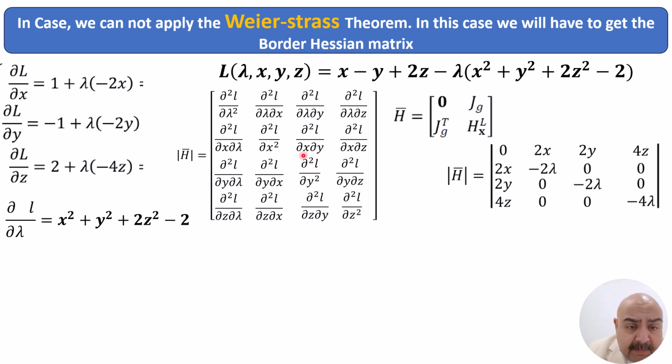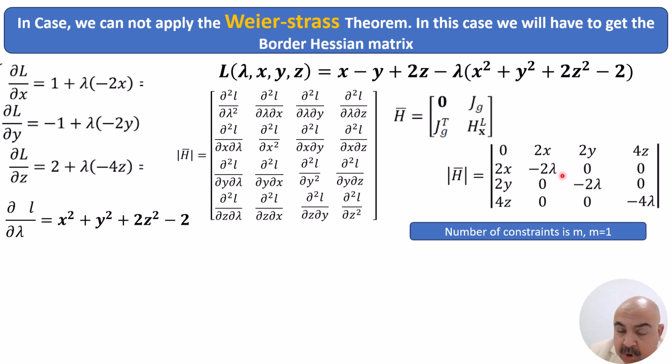For the second derivative of the Lagrangian function with respect to x, we differentiate this expression, which is going to give negative 2 lambda. It goes the same way for the rest of the bordered Hessian matrix, as you can see. So it's going to be negative 2 lambda, 0, 0, 0, negative 2 lambda, 0, 0, 0, negative 4 lambda. And that's the determinant that I will depend on. Of course, the number of constraints is equal to 1. We have only one constraint in 3 variables.